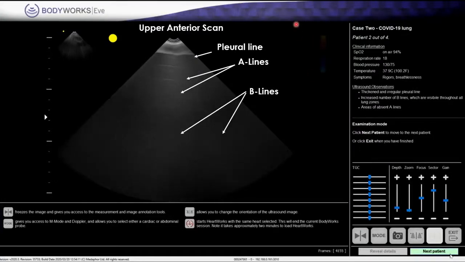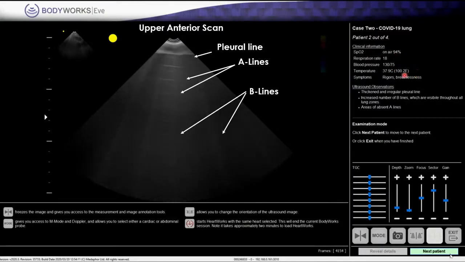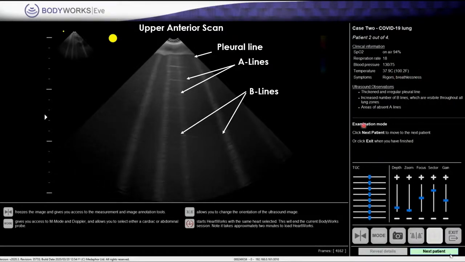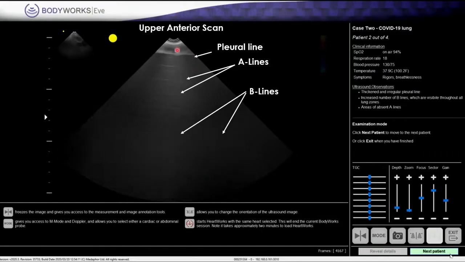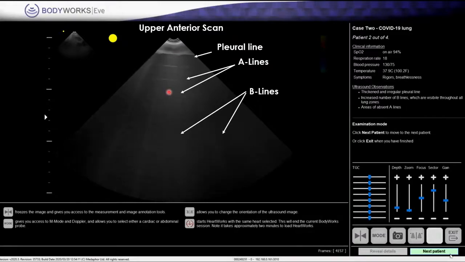Moving along to a different patient. This is a patient that is presenting with a room air sat of 94%. Your blood pressure is normal, but you do have a little bit of a temp, 100.2, with some breathlessness. And what you can notice from this upper anterior scan, which is in region 1, you get a little bit of a thickened and irregular pleural line here with an increased number of B lines, and you have areas where you have no A lines at all. You do have some A lines in here, but in general you have some regions over here and over here that don't really have a lot of A lines. So this is a patient that you're getting a little bit suspicious for this presentation.